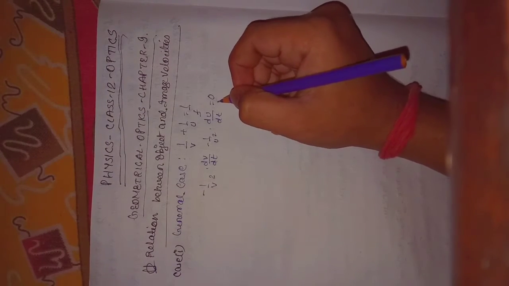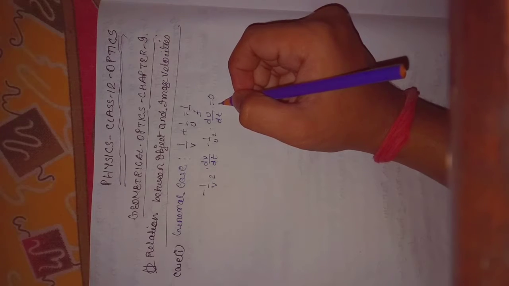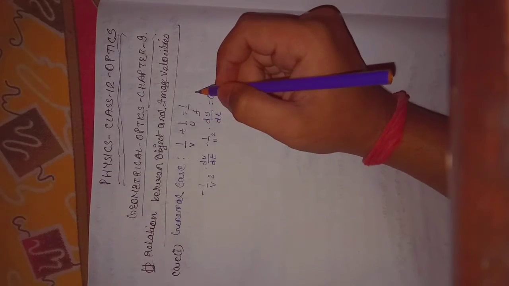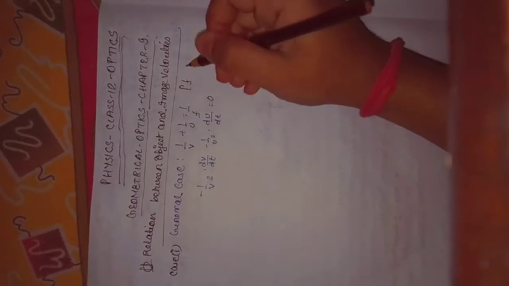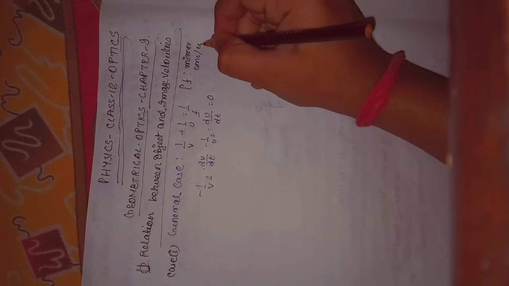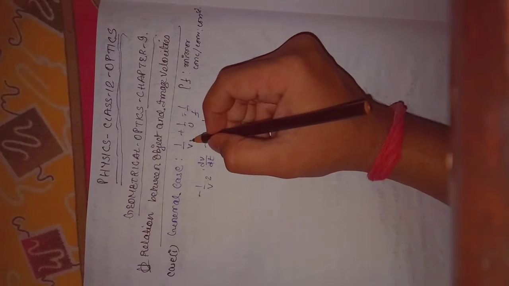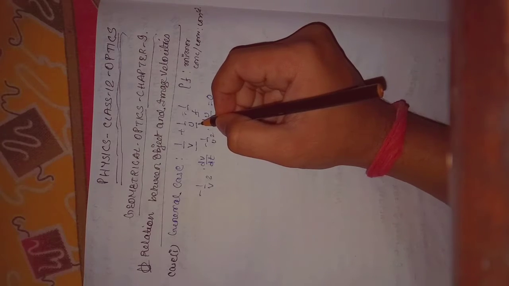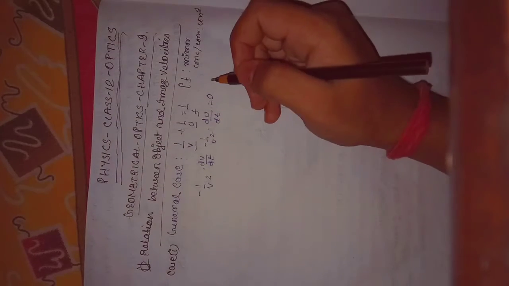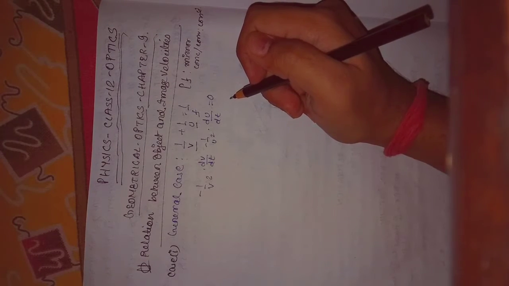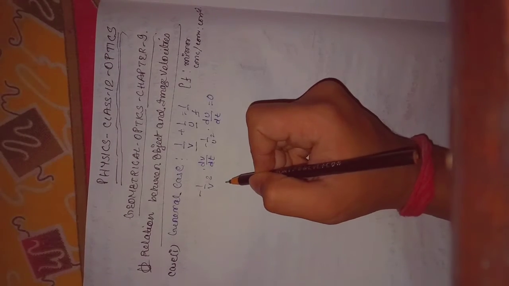Now you might wonder why I have taken the differentiation of 1 by f as 0. The reason is that the focal length of a mirror, let it be concave or convex, is always constant, but the image distance and object distance are never constant for the topic which we are discussing, as the object and image are constantly in motion. So we cannot consider the image and object distance as constant. Hence we'll make sure that the differentiation is correct.